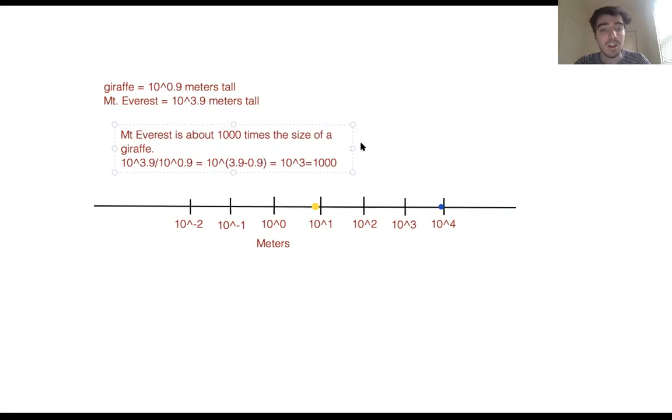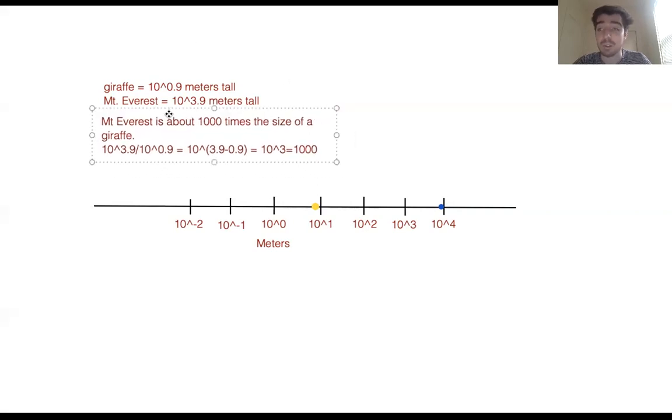Okay, and that's all there is to that. So remember that if you are trying to figure out how many times larger one thing is than another on a log scale, all you have to do is divide the larger one by the smaller one.